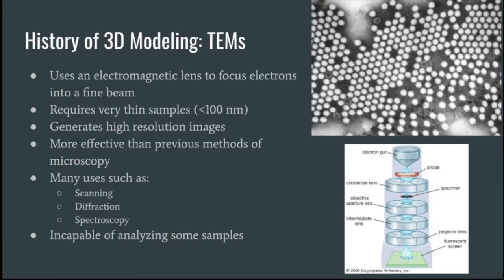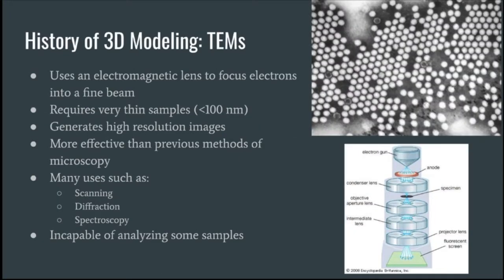These images are shown in different shades due to different electron densities. For example, a sample with less density would cause more electrons to get through, causing a brighter image, and vice versa. So because electrons have a shorter wavelength than light in normal microscopes, it results in a higher quality/resolution of images than previous methods. TEMs are used in scanning, diffraction, and spectroscopy.